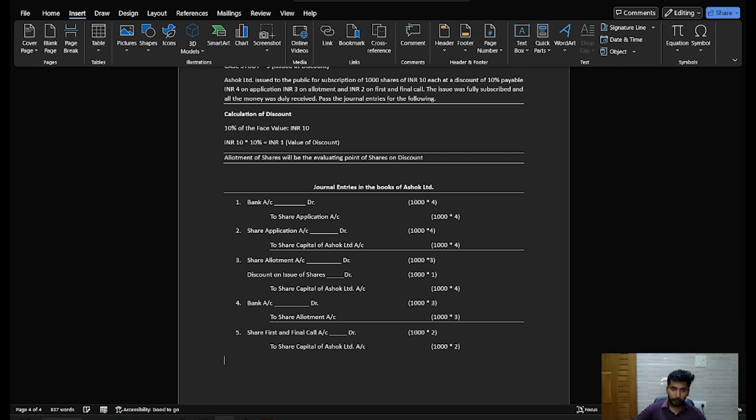Afterwards, when you have made the first and final call, you will ask for the money from the investors, that is bank account debit to share first and final call account. What will be the amount? The amount will be the same, 1000 multiplied by 2 and 1000 multiplied by 2.